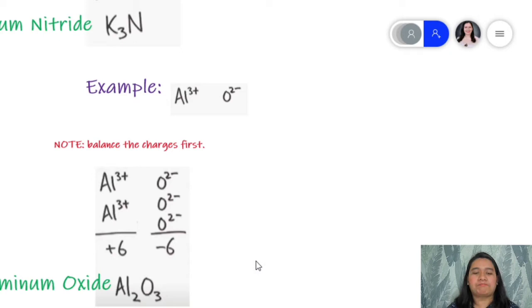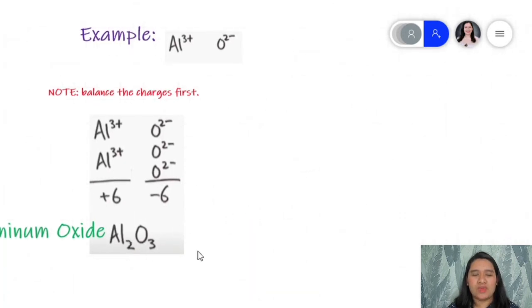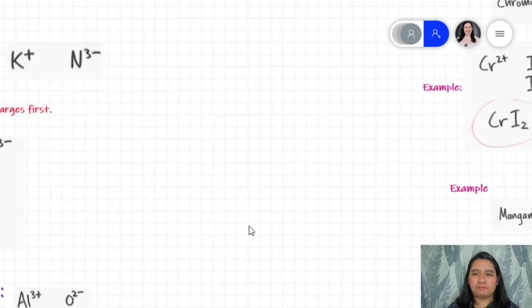Okay? Now, to get the formula, how many aluminum can you see? 1, 2. So Al2. How many oxygen? 1, 2, 3. Al2O3 stands for aluminum oxide. Alright. Next.